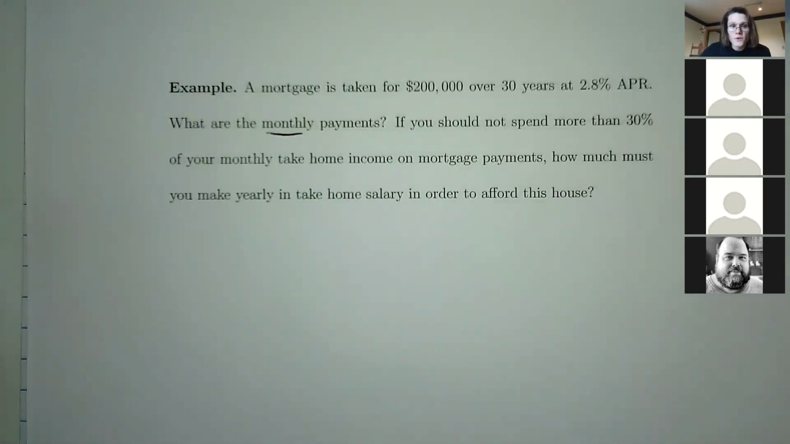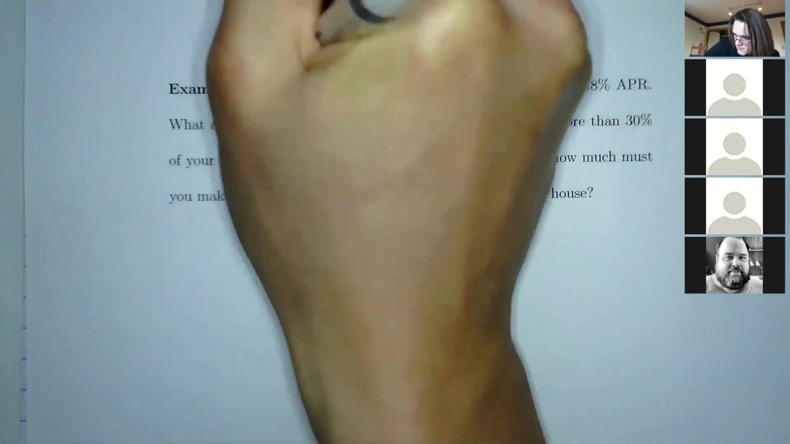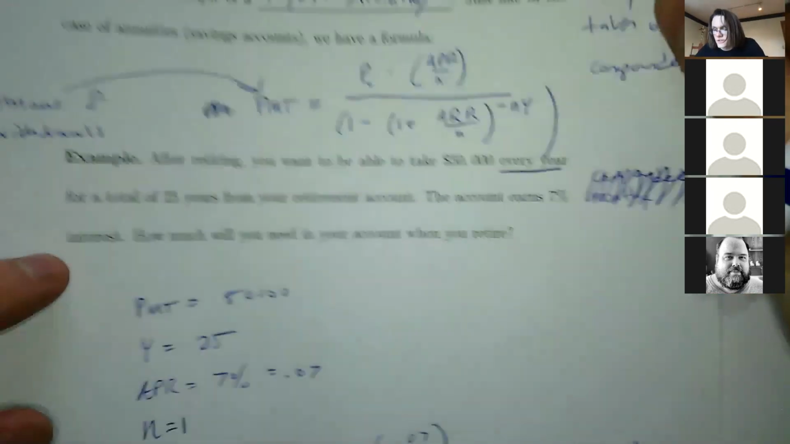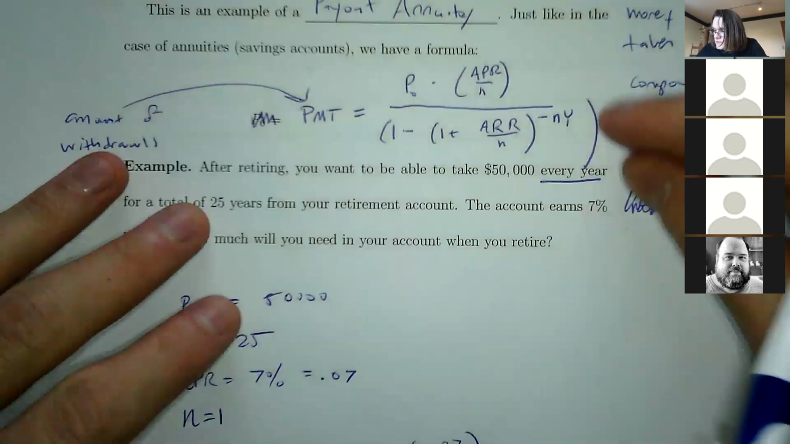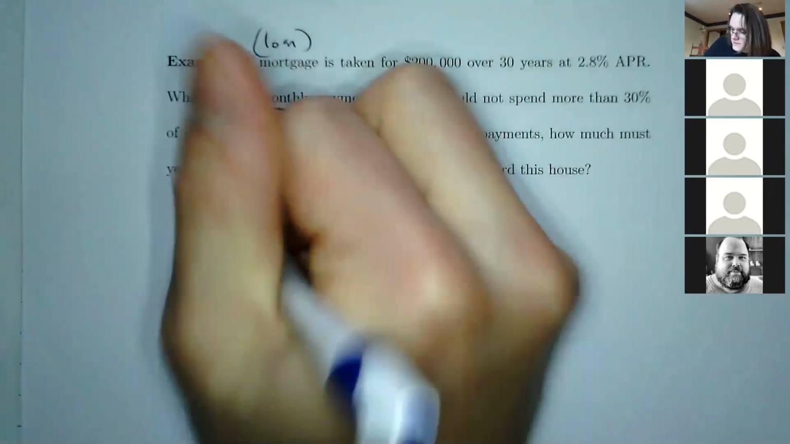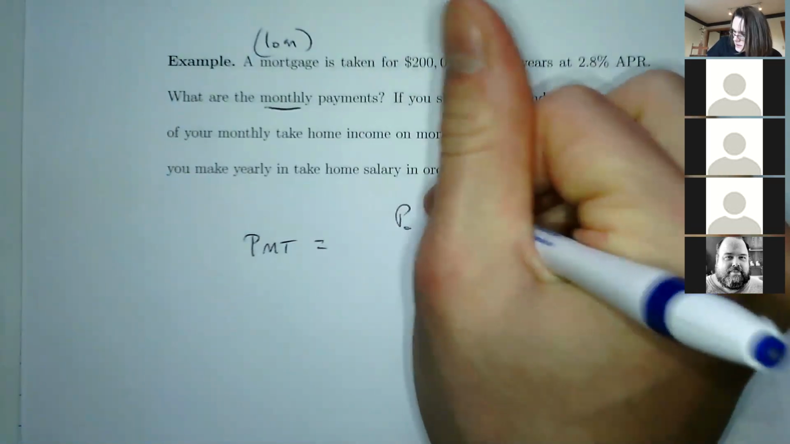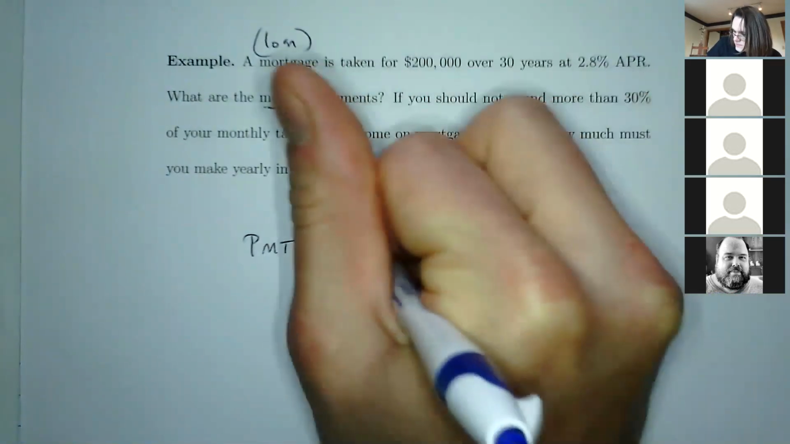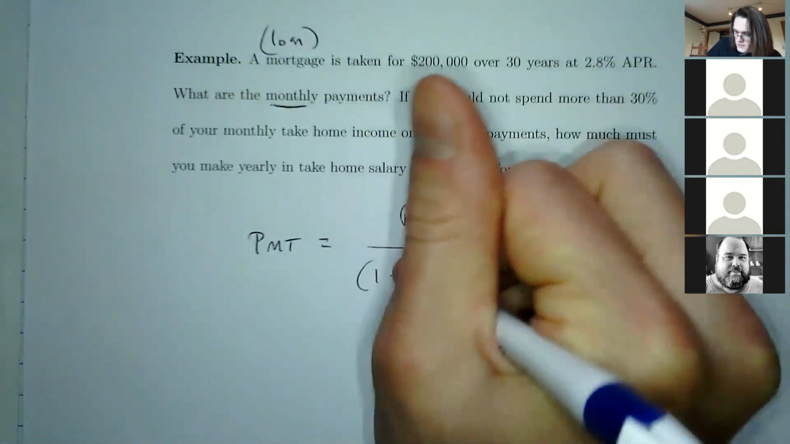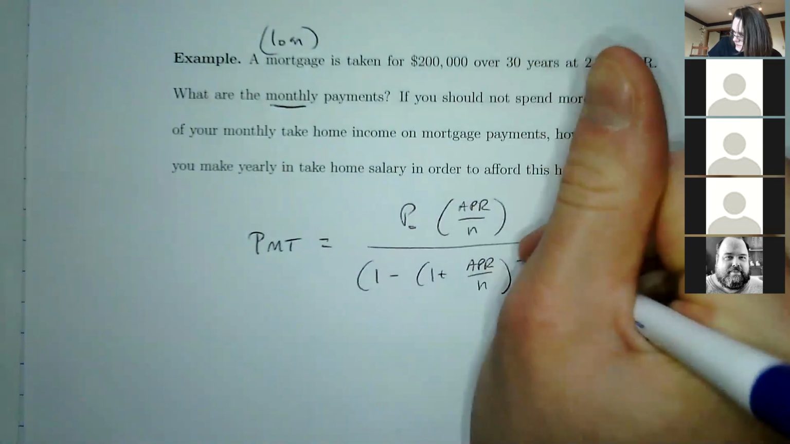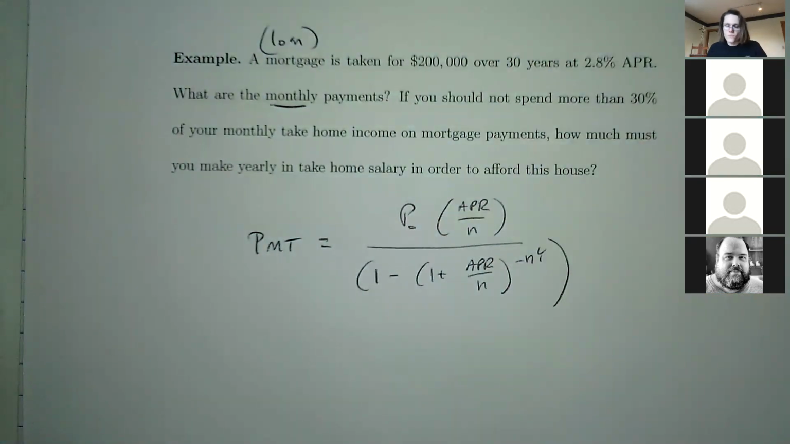So a mortgage, remember, is a loan, essentially. And so we had the loan formula, which we also call the payout annuity formula. So let me write that out. PMT equals P naught times APR over N, all over 1 minus 1 plus APR over N to the minus N times Y. All right. So this was our loan slash payout annuity formula.